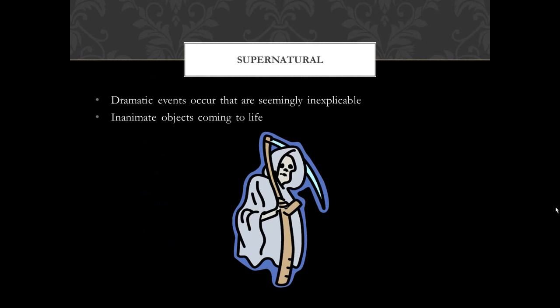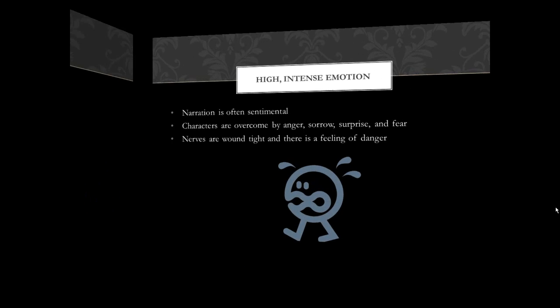The supernatural is increasingly present in the Gothic literature. There are dramatic events that seem inexplicable. Inanimate objects come to life, like a suit of armor in an old mansion, and often there are ghosts or other supernatural occurrences that appear.